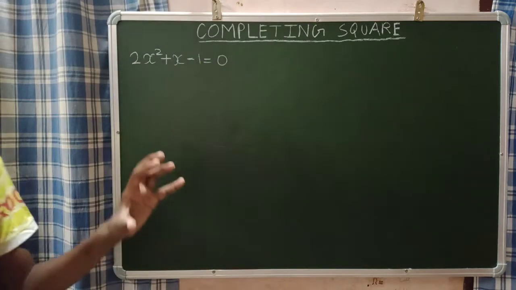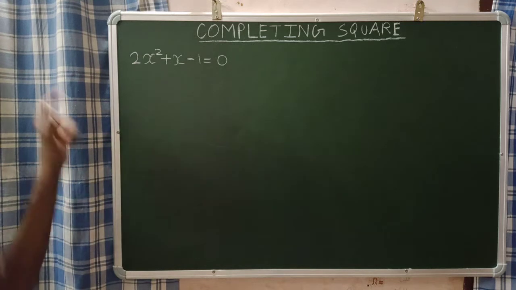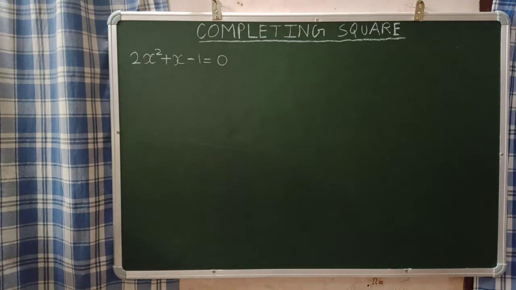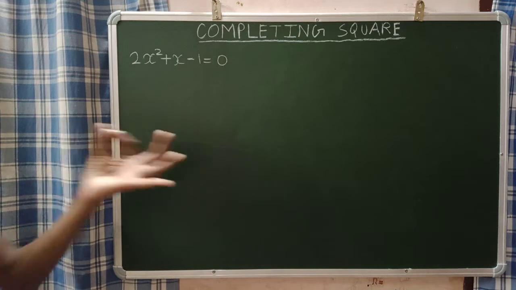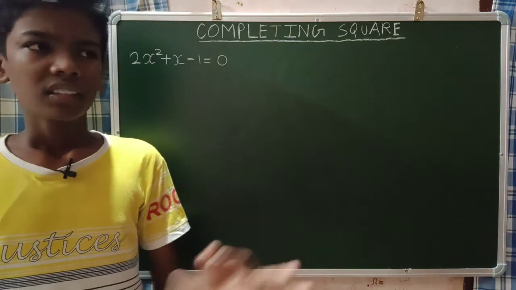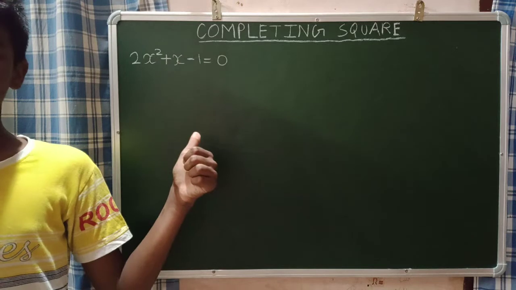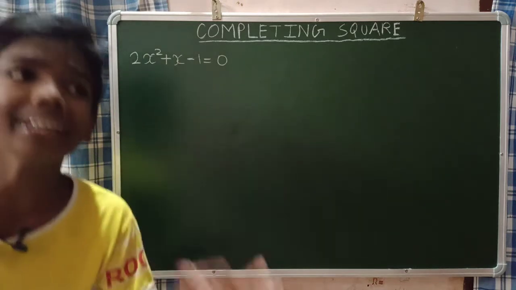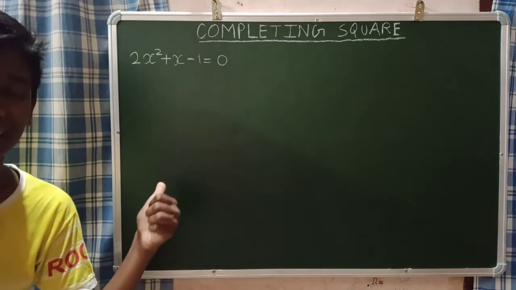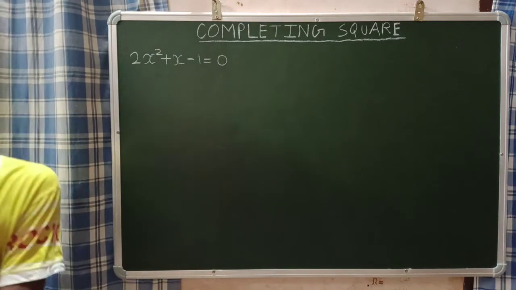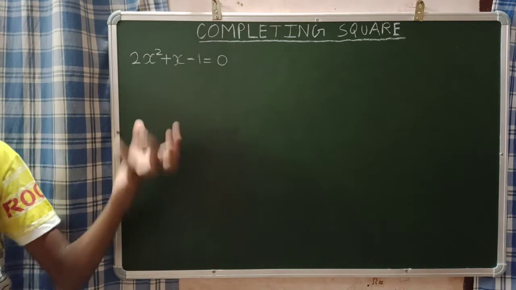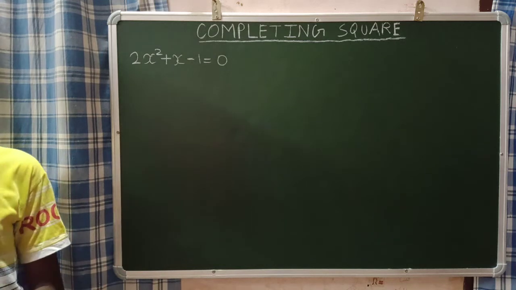The equation that I took is 2x squared plus x minus 1 is equal to 0, and we need to solve for x. The first step in the completing the square method is to check whether the equation is of the form ax squared plus bx plus c is equal to 0. That is the general form of a quadratic equation. Already it is in that form, so I don't need to worry about that.